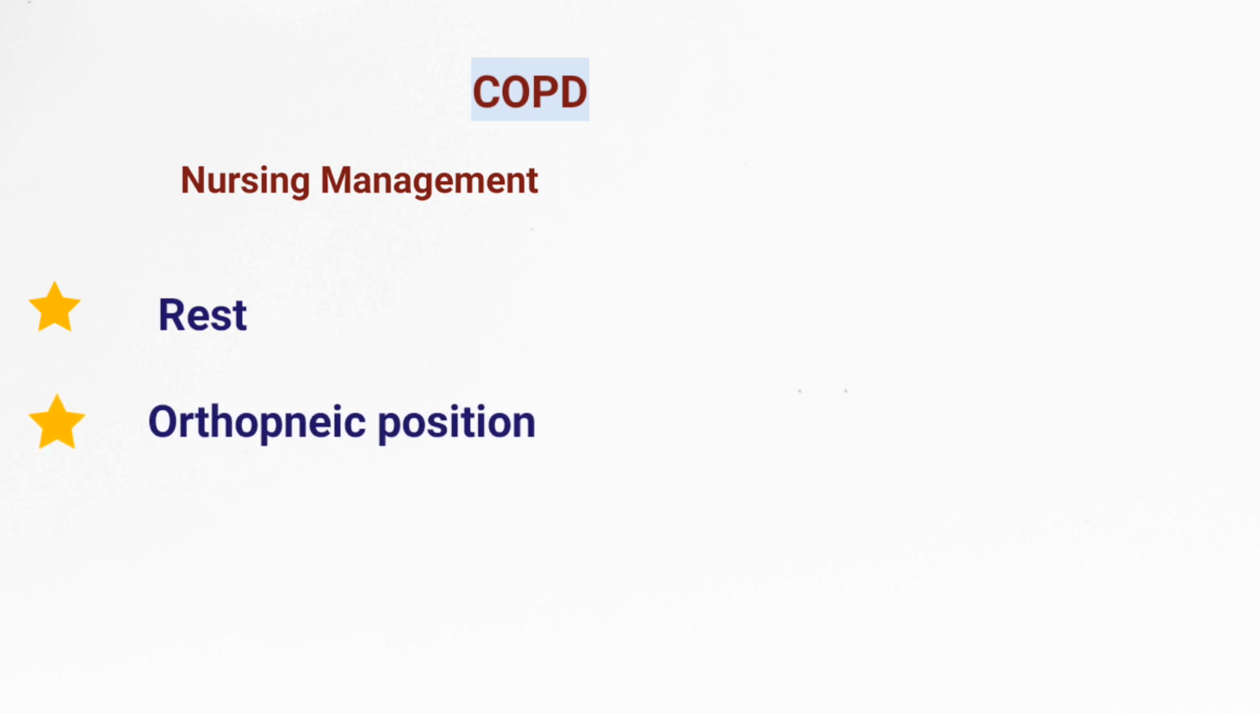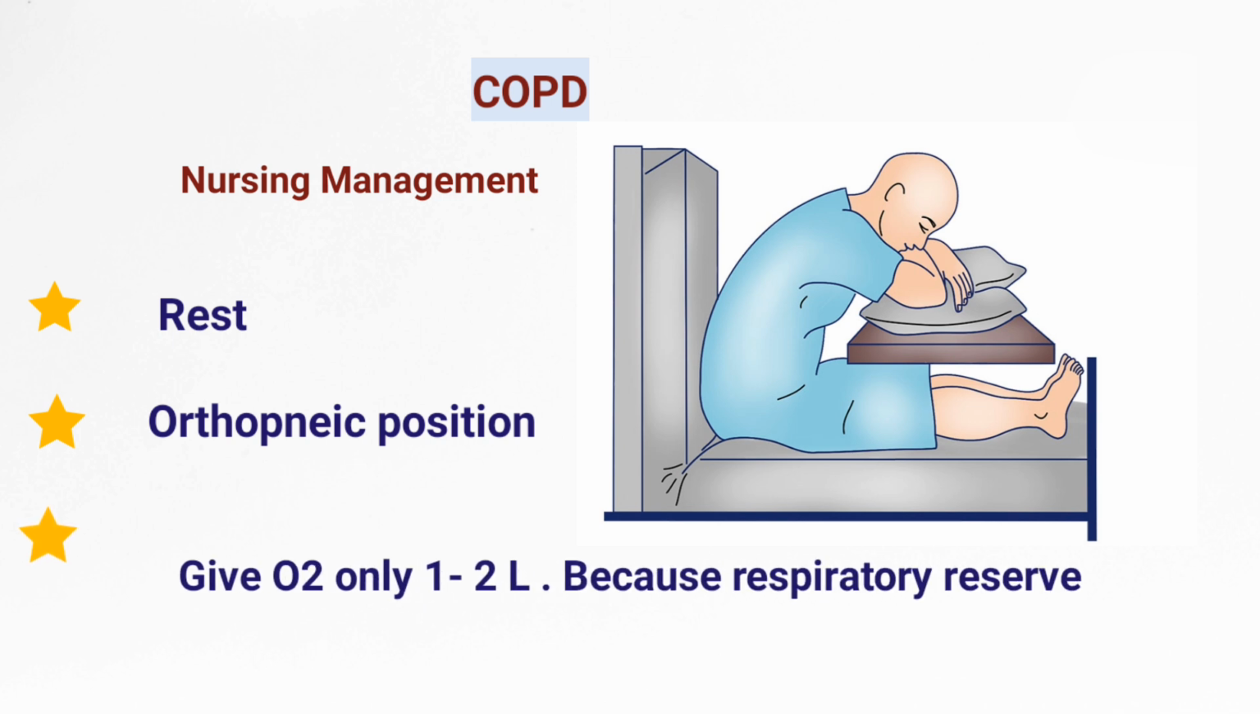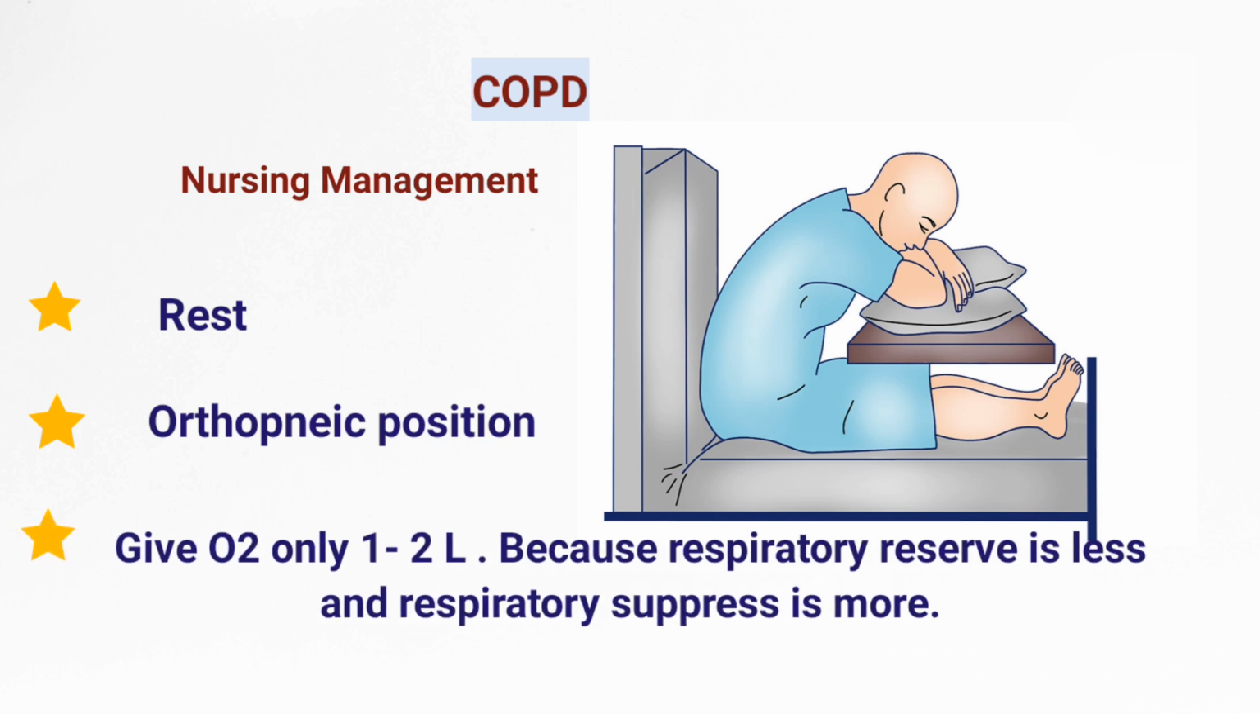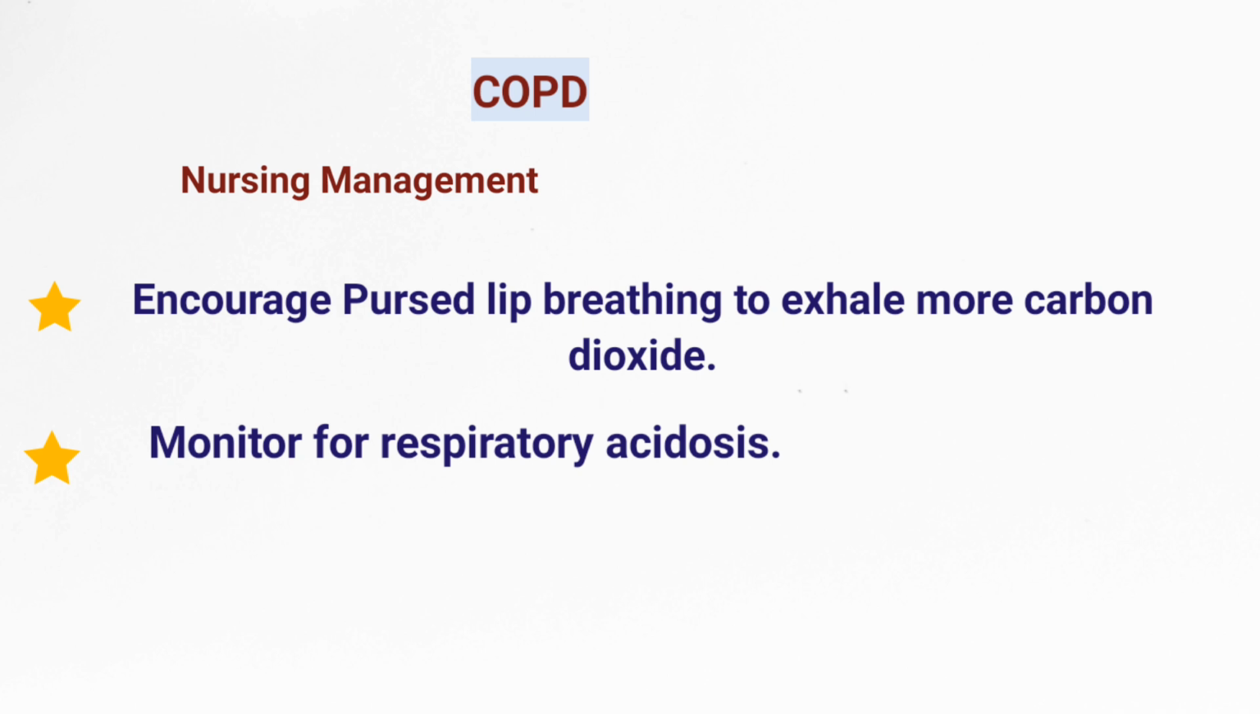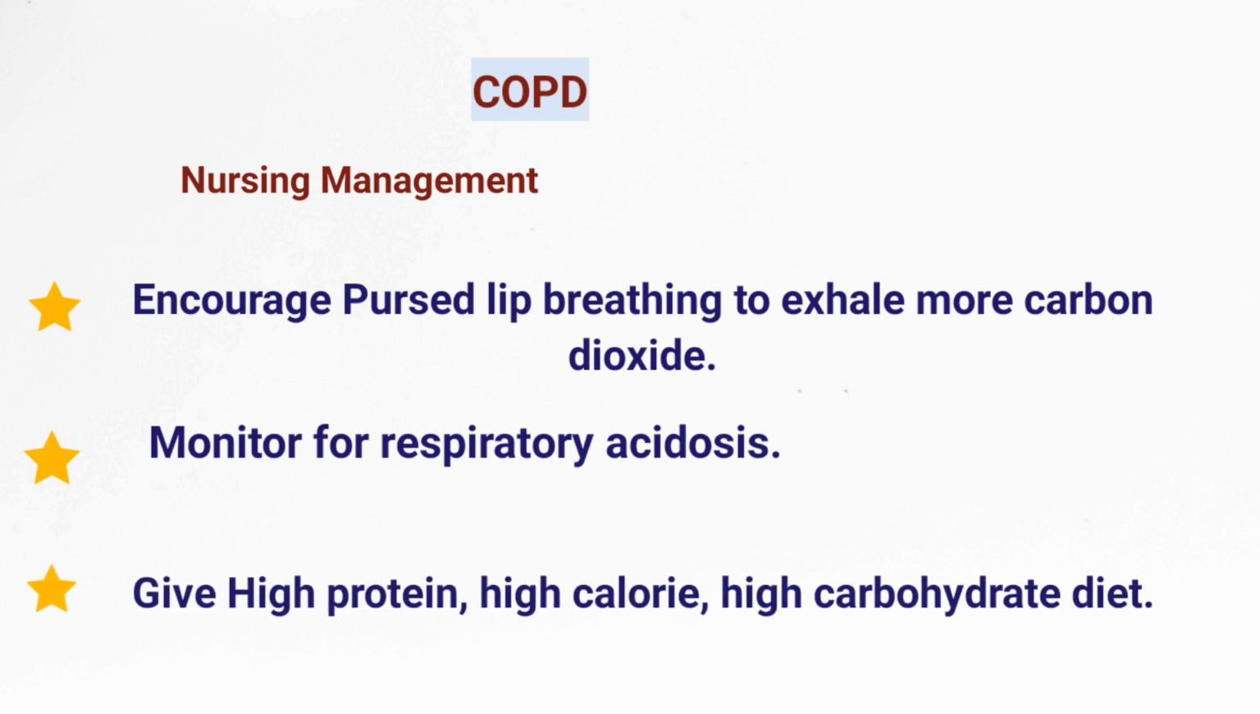The nursing management includes: give rest to the patient, give orthopneic position, give O2 only 1 to 2 liters, because respiratory reserve is less and respiratory suppression is more. Encourage pursed lip breathing to exhale more carbon dioxide. Monitor for respiratory acidosis. Give high protein, high calorie, high carbohydrate diet.